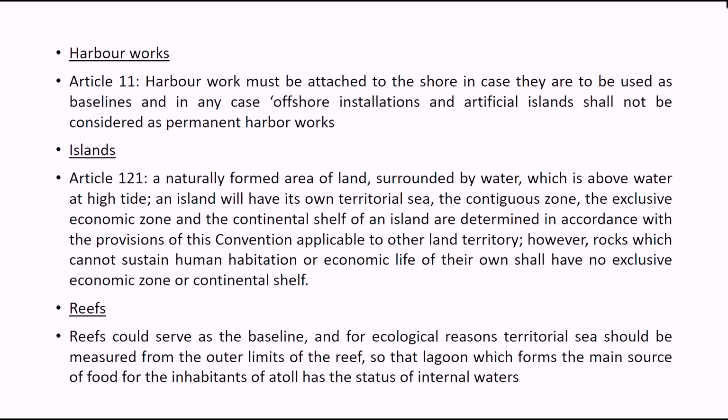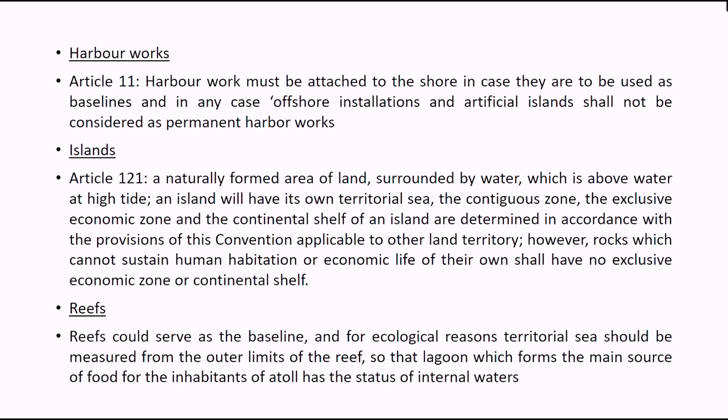Hence, we also have harbour works. What is a harbour work? A harbour work is an area wherein artificial harbours are created, where ships, boats and other kinds of vessels can harbour themselves. So, it is a kind of port where ships or boats are moored, and when such structures are built up, they may also act as the point of baseline. Article 11 talks about harbour works, and it says that harbour works must be attached to the shore in case they are to be used as baselines, and in any case offshore installations and artificial islands shall not be considered as permanent harbour works.